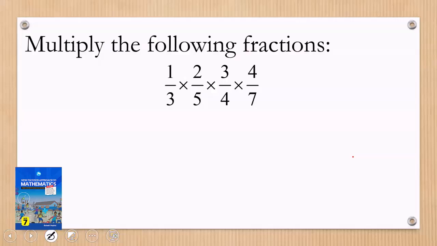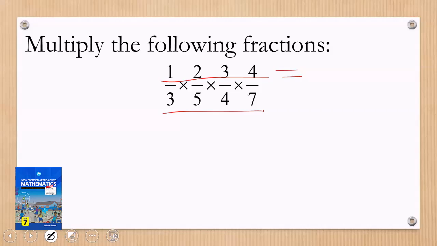Now let's look at it in terms of a fraction by another fraction. So we have this set of fractions here to multiply. We want to multiply the following fractions. That is 1/3 times 2/5 times 3/4 times 4/7. All right. So we have two options here, which I'm going to take you through. The first option is to multiply all numerators, and then multiply all denominators. And then when you finish, you reduce it to the lowest form. So let's do that first.